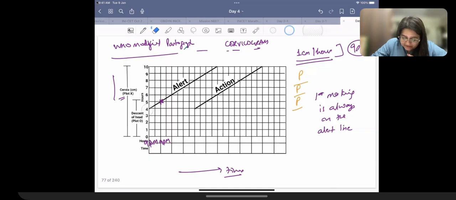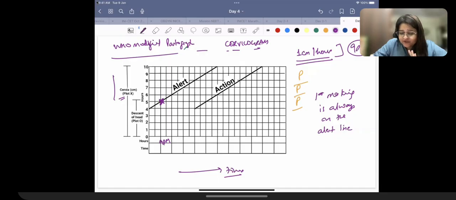So I am going to mark like this. At 9 o'clock she has come, she is 5 centimeters. So the first marking is always on the alert line. Why? Because I don't know what she was before this. Patient has come to me now. She might have been 5 centimeters for 4 hours or 6 hours or 8 hours. I don't know. Right? I do not know how her progress was before this. So I presume by starting on the alert line that she is now 5 centimeters. Now from here we see whether she crosses the alert line or doesn't cross the alert line.